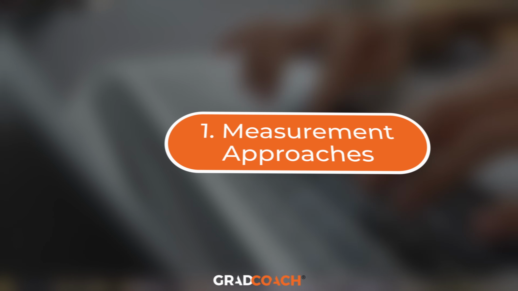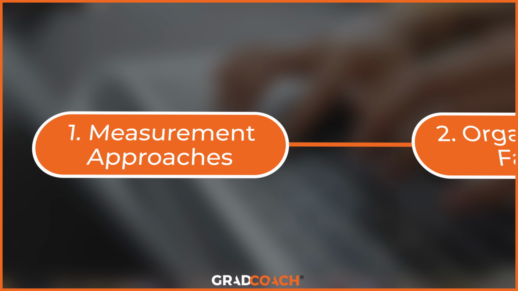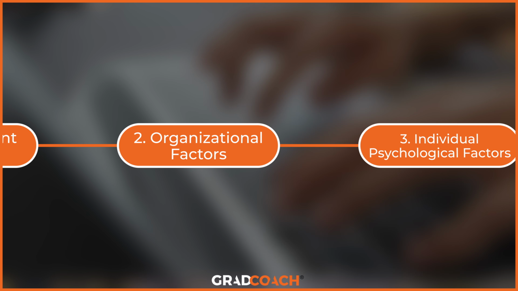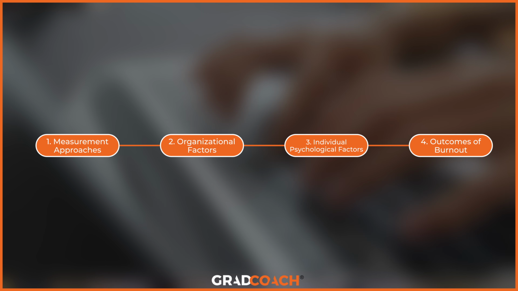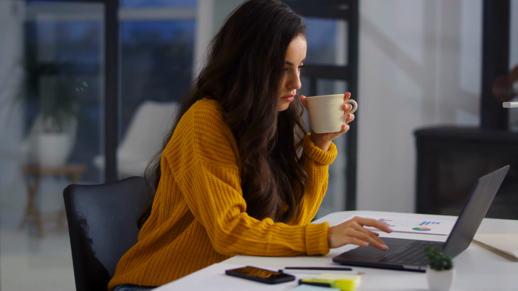For example, if your dissertation is about burnout, your themes might include measurement approaches, organizational factors, and individual psychological factors, and maybe outcomes of burnout. Within each section, you compare studies, highlight trends, and identify gaps. This structure works particularly well when a field is conceptually diverse, and your goal is to synthesize strands of research rather than trace a timeline.